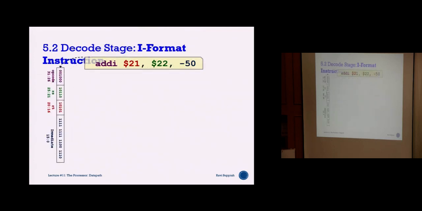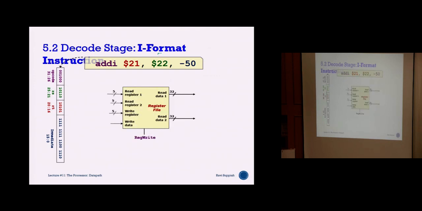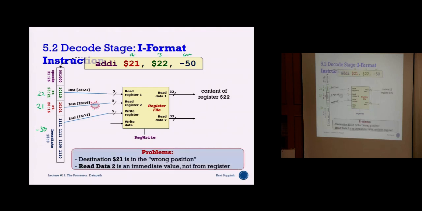In an add immediate instruction, what do you see? You see that you have your RS, your RT, and your immediate value here. So this is your 22, 21 and your negative 50. The challenge we saw is, if I try to do the same mapping, what happened? Your register 21 is in the wrong position, because register 21 in this case is the place where I want to write to.